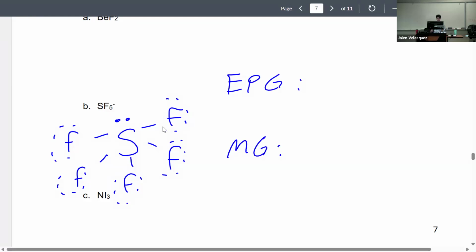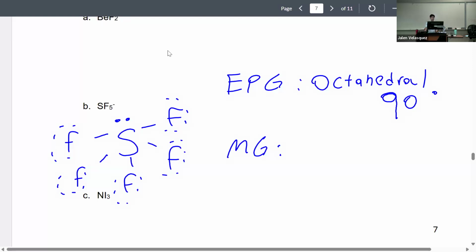So for this molecule, what is the electron pair geometry? It's octahedral, right? It has 1, 2, 3, 4, 5, 6 electron groups. So 6 electron groups is octahedral. And what is the bond angle for octahedral? 90 degrees. Okay.